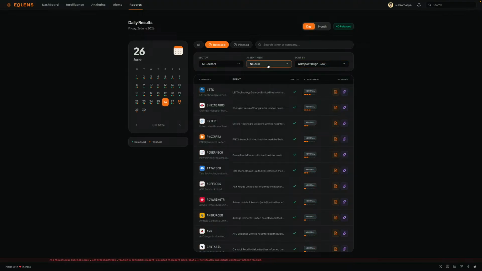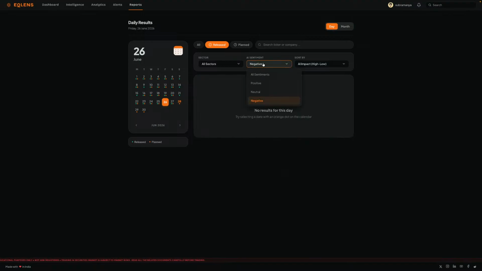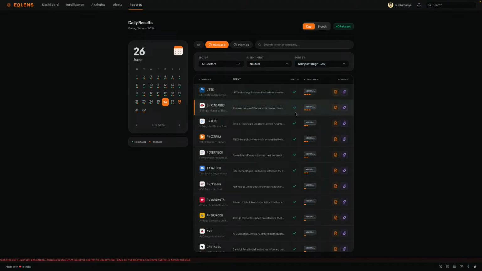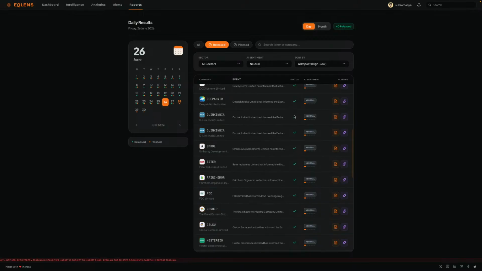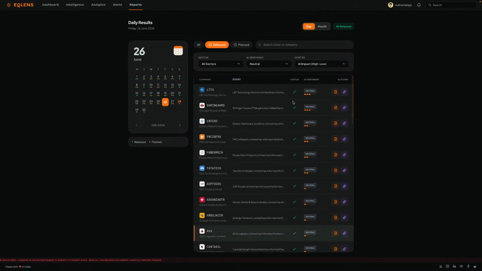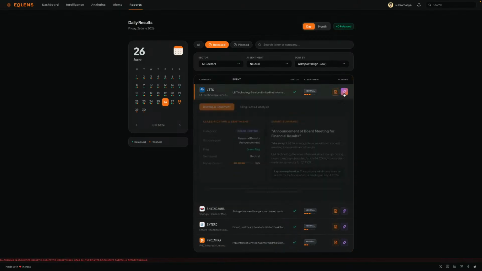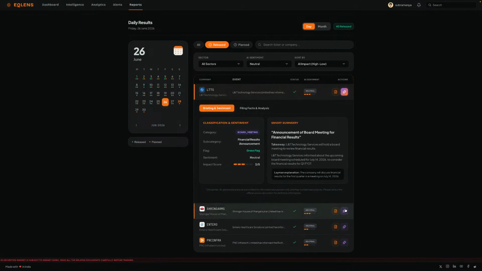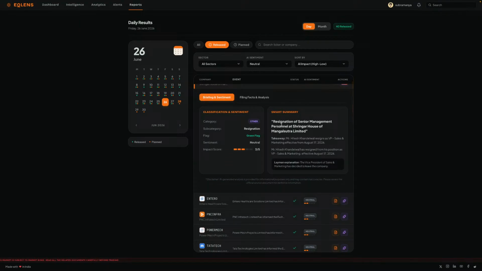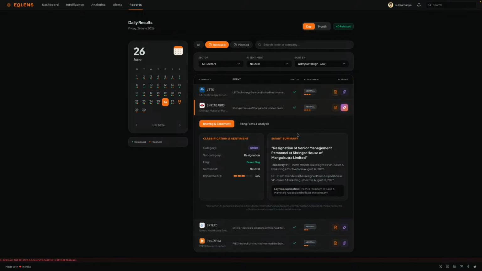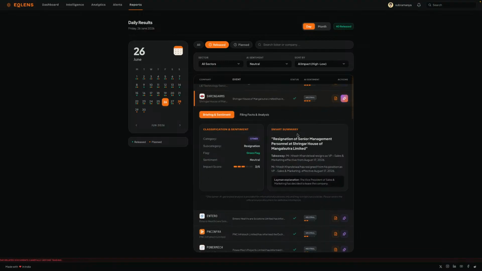There were like 56 released. Positive is 13, which is less. If I go to negative, there were no negative. All right, neutral, a couple of neutral ones. I think most of them were routine board meetings. Resignation of senior managerial personnel. Shringar House of Mangalsutra Limited. I have seen this for the second time now. Not sure why.